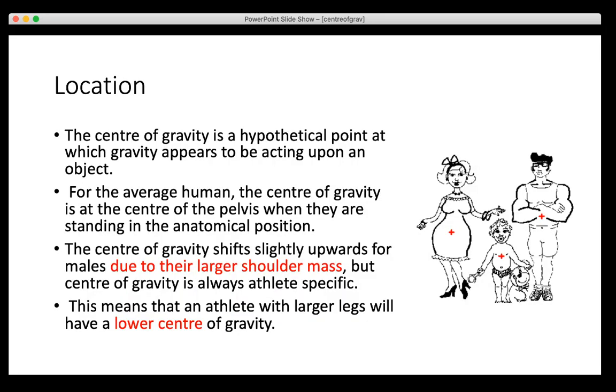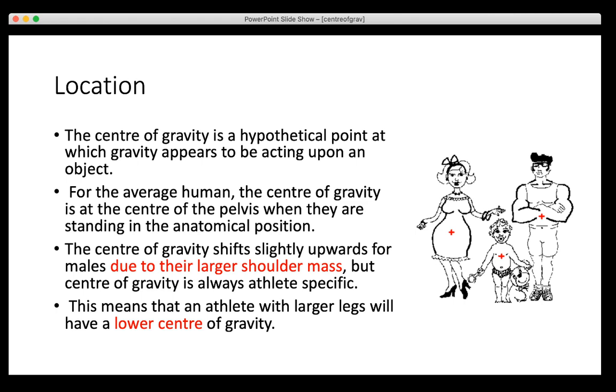Now the next slide will tell you about the location of center of gravity, how it varies and what the concepts behind that are. Now center of gravity is a hypothetical point, as I have already told you, at which gravity appears to be acting, right? For the average human, the center of gravity is at the center of the pelvis when they are standing in the anatomical position. When they are standing, it is just at the center of the pelvis.